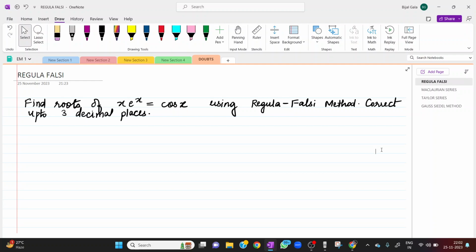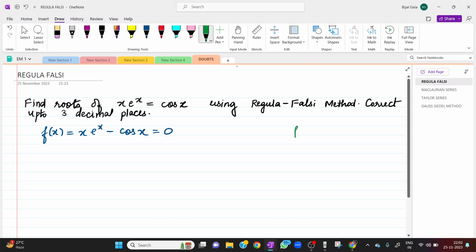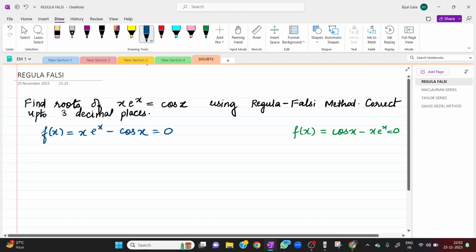The question asks you to use the regular Falsi method to find the roots of the equation x e raised to x minus cos x. Now the presence of the exponential and cos term makes it transcendental. Also, the question is not in the standard form. The standard form should be f of x is equal to 0. So you have two options here. One, you write f of x as x e raised to x minus cos x and set it equal to 0. Second, you can write f of x as cos x minus x e raised to x and call it 0. Whichever way, your answer is going to be the same, maybe the steps might differ a bit here and there.